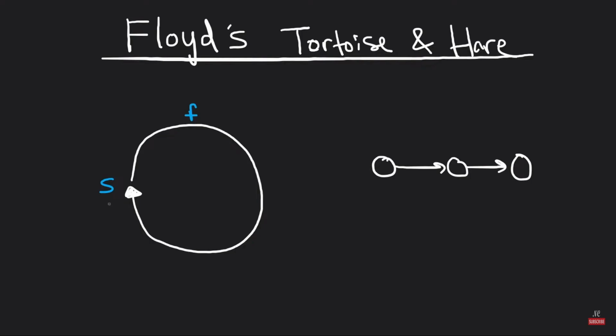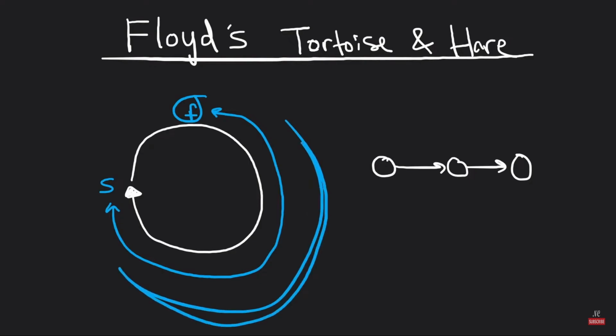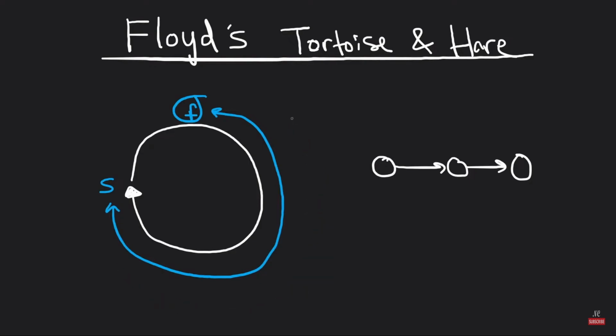Well, let's just give this distance an arbitrary value. We know that the fast pointer will catch up to the slow pointer, and this is the distance that it's going to have to travel in order to do so. This is our gap that we have to close. So let's say the length of this gap is 10.